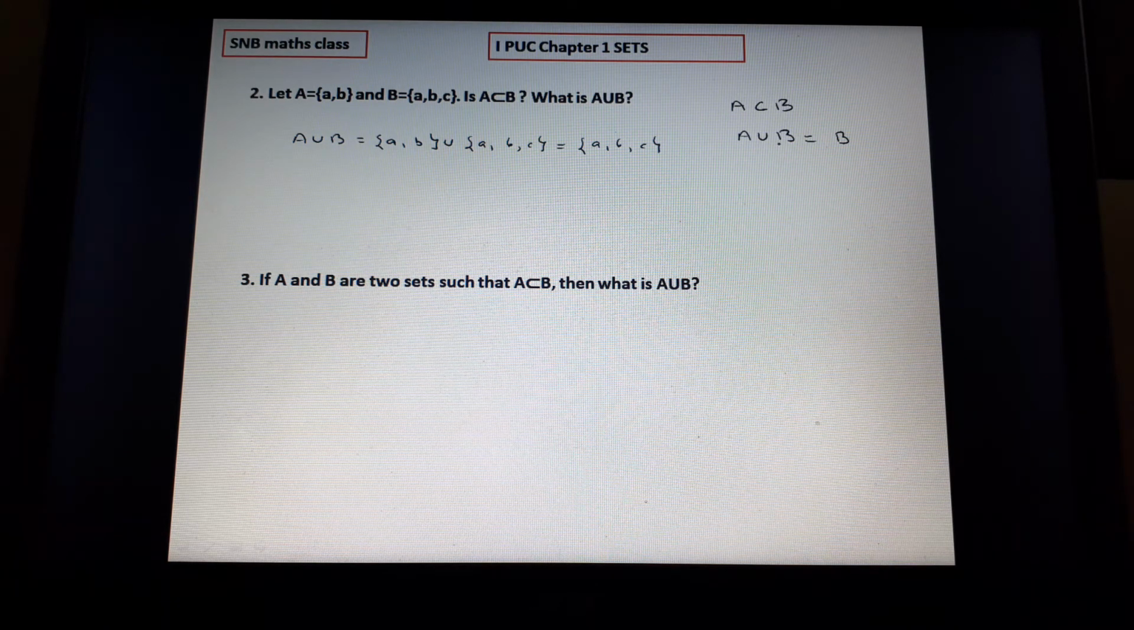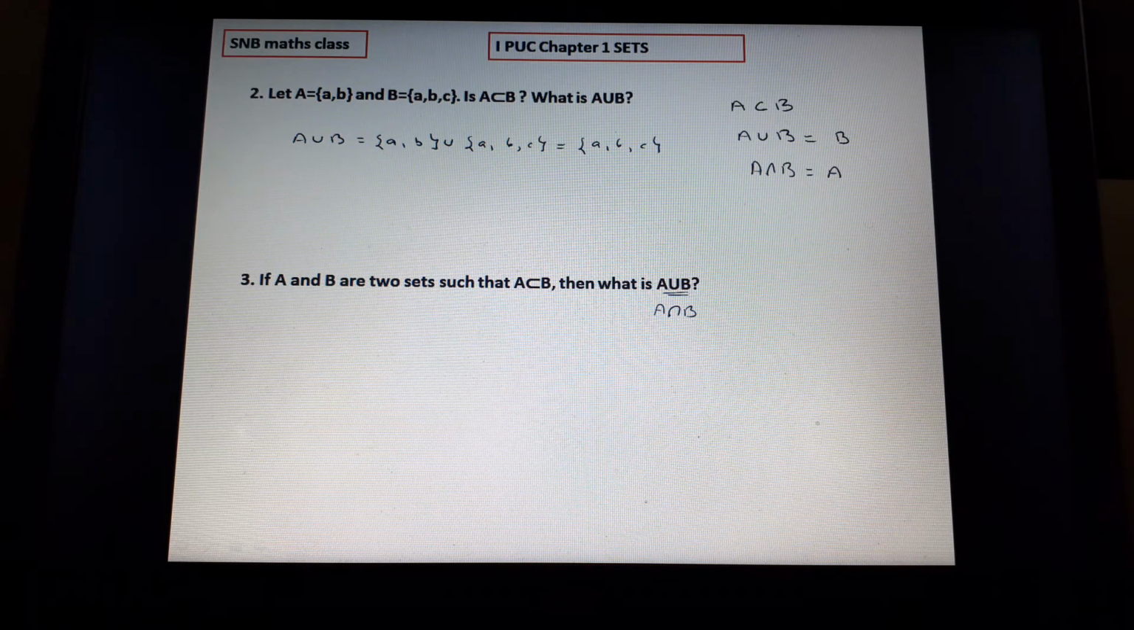So if I write only the elements of B, that is sufficient because these elements are here only. So A union B will equal B. Same way, suppose I change this question: what is A intersection B? Second question. Then A intersection B will be equal to A. Smaller set. For intersection you get a smaller set. For union, you get a bigger set. So this is the thing.